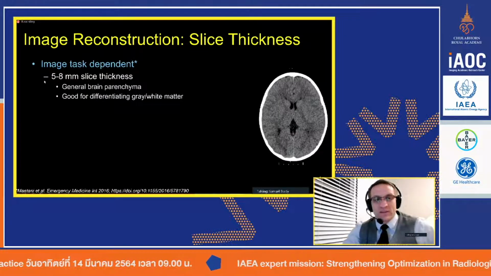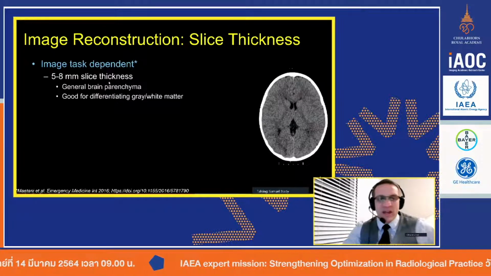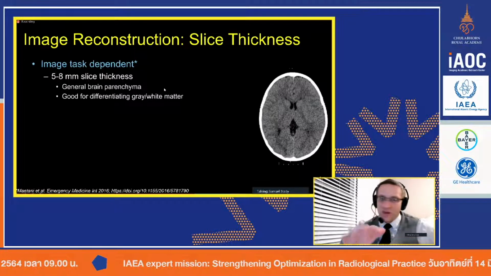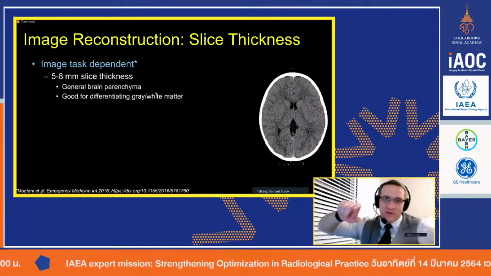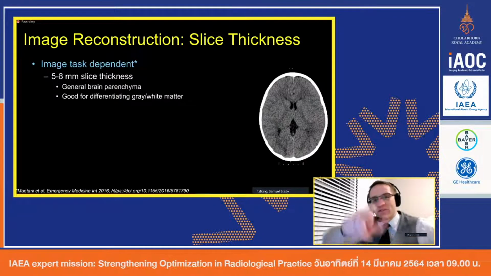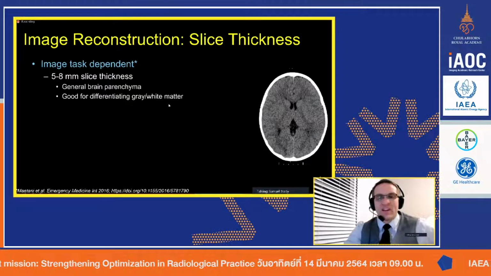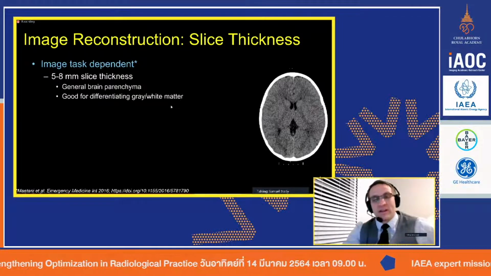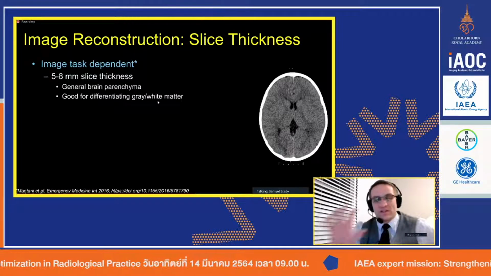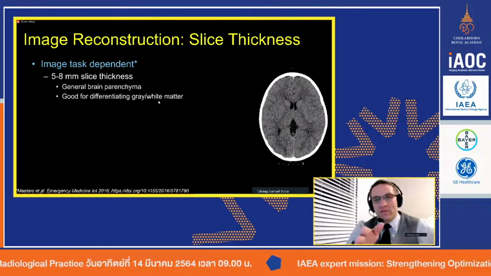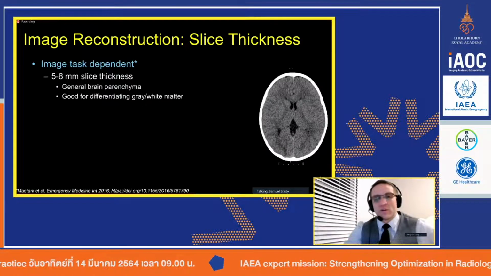All right, the next level, somewhere around 5 to 8. Now, these are all just general numbers. I'm not saying you absolutely go tomorrow, or today, and turn all your slices to 5 or 8 for these particular indications. This is just something that gets you in the ballpark where you then have a good conversation with your optimization team as to what you need.